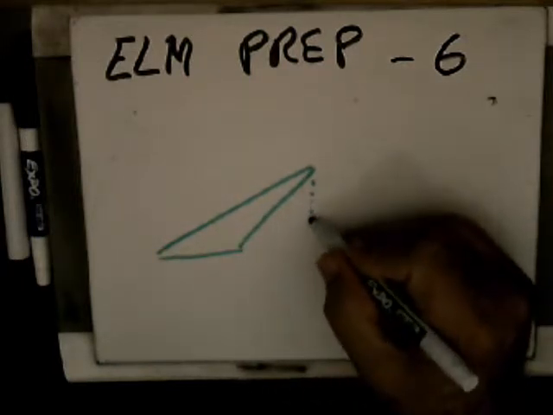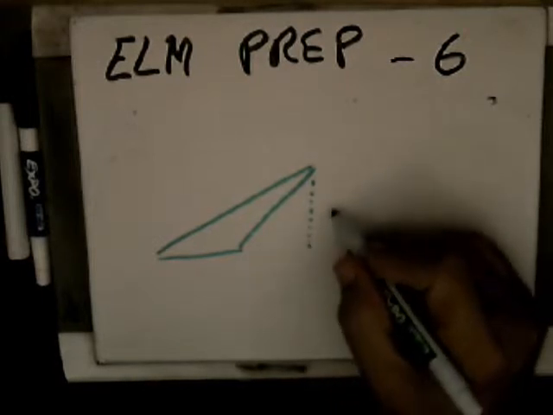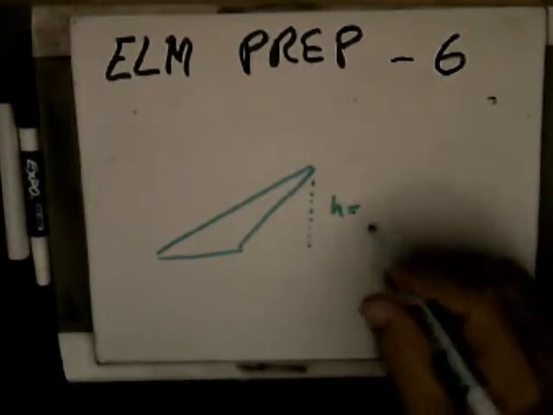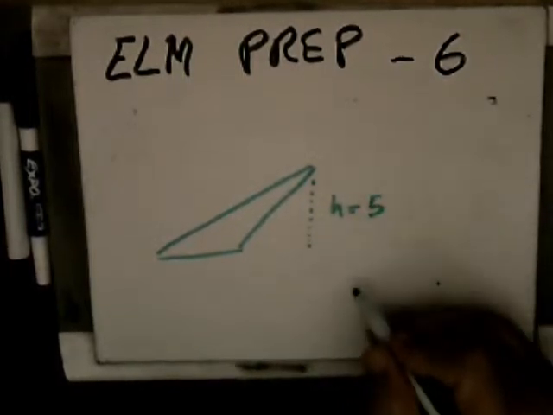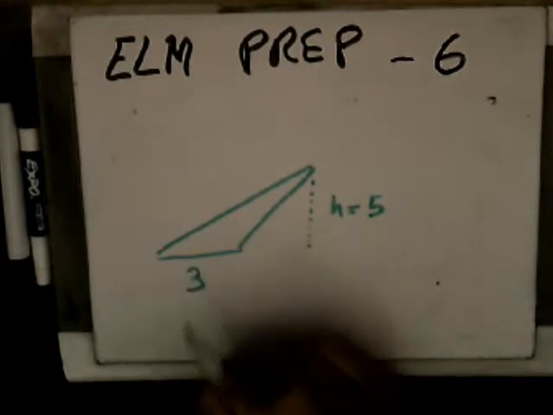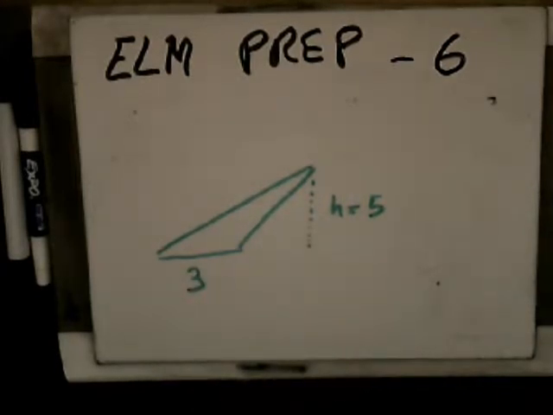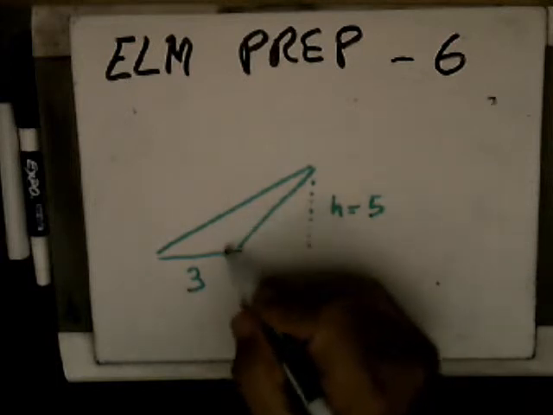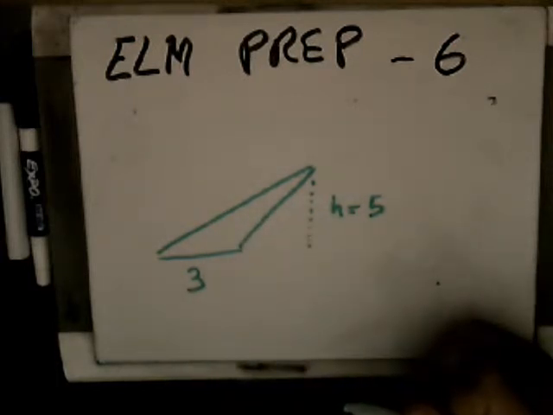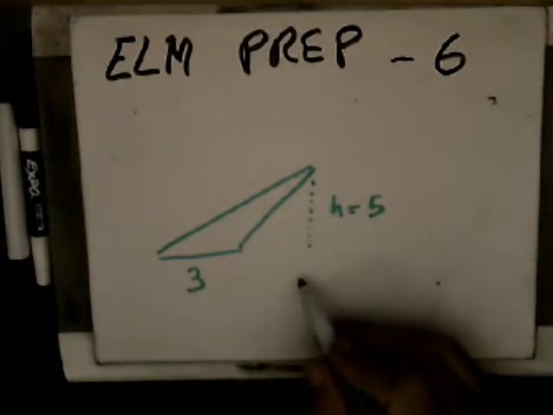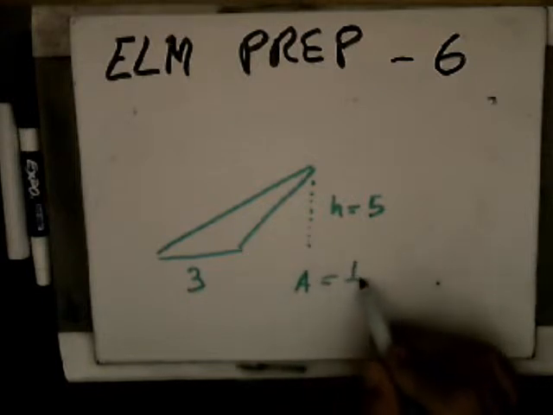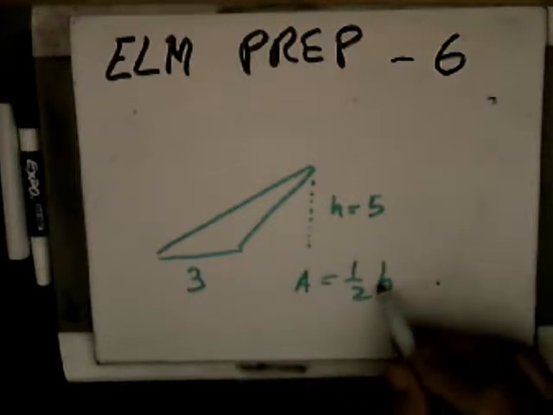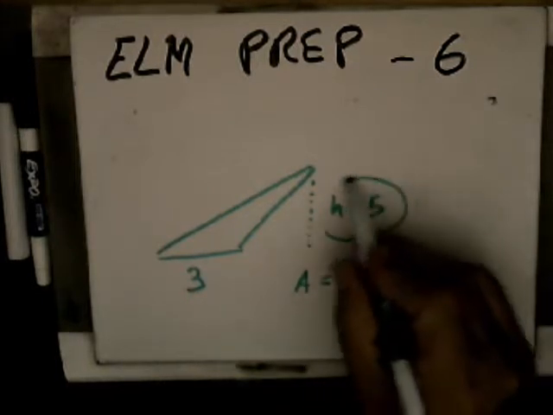And they draw a line out here, and they tell me that's my H. And they say, well, that's 5. And they tell me my base is 3. Well, my height isn't inside my triangle, but I know that the area of a triangle is 1/2 the base times the height. Well, they told me the height.